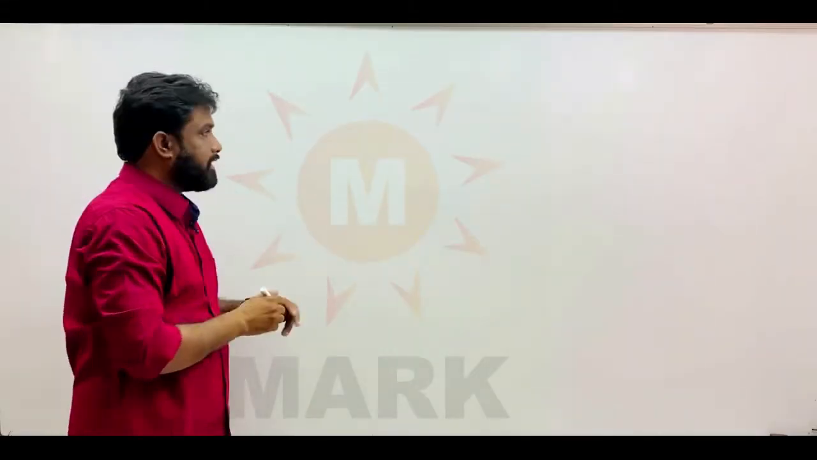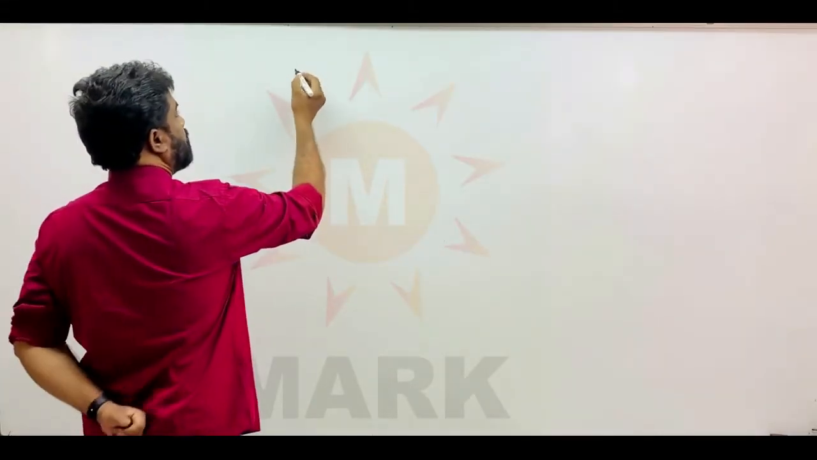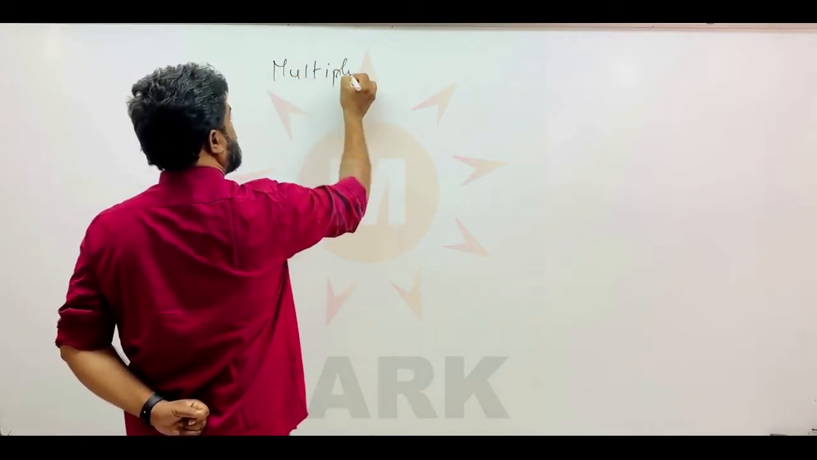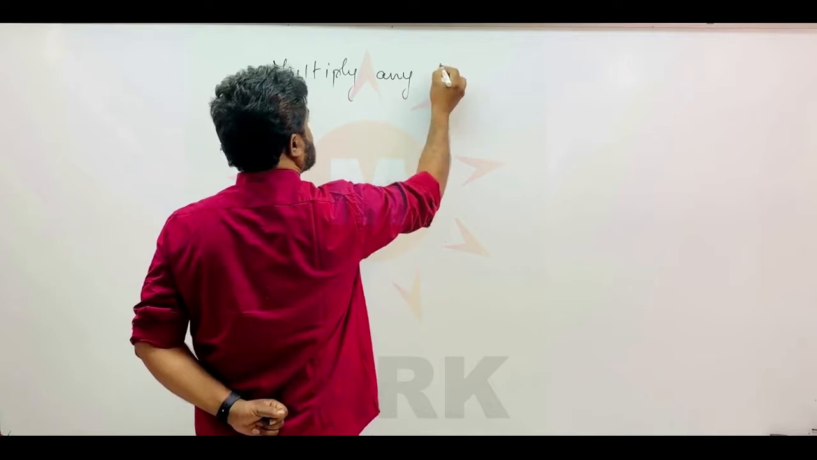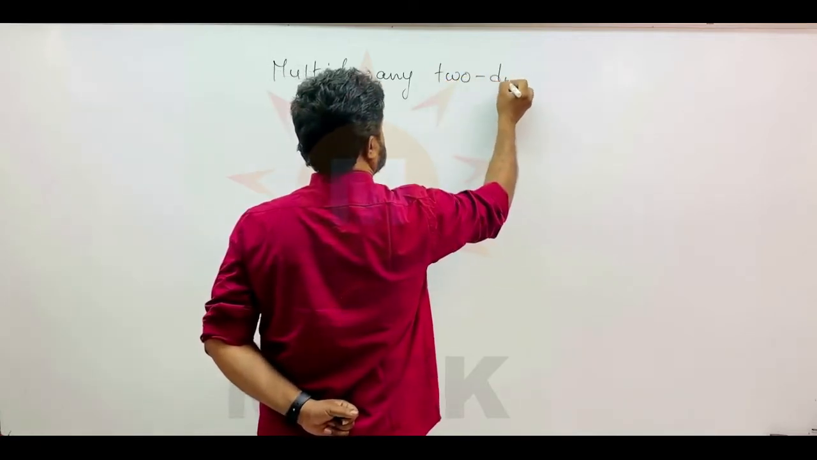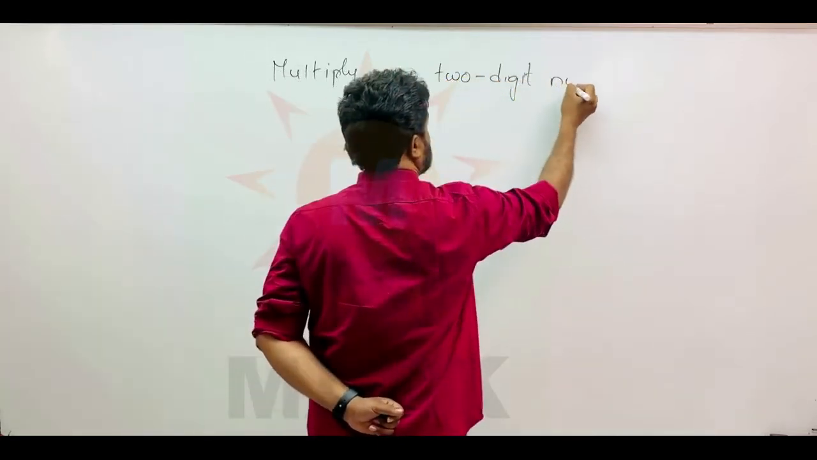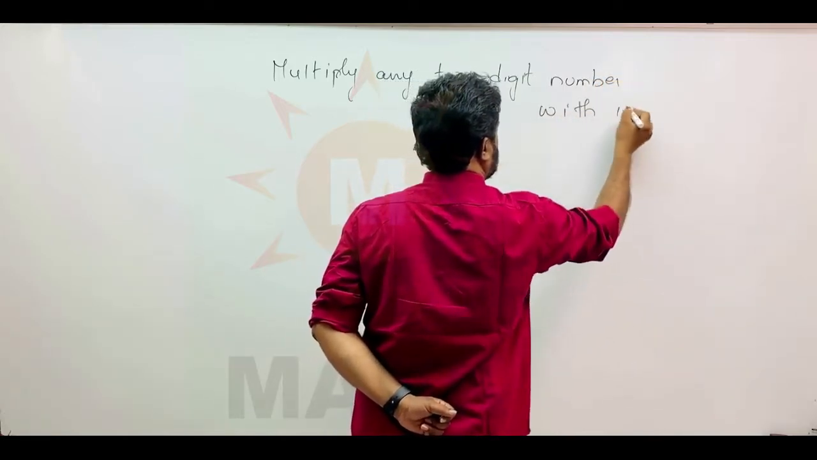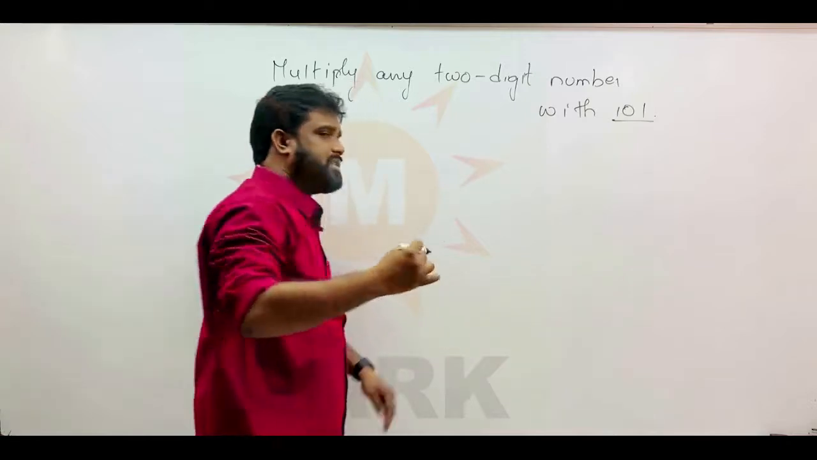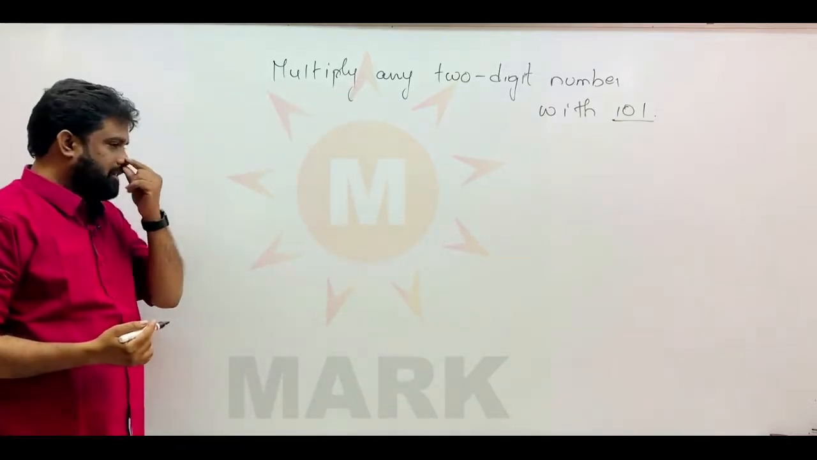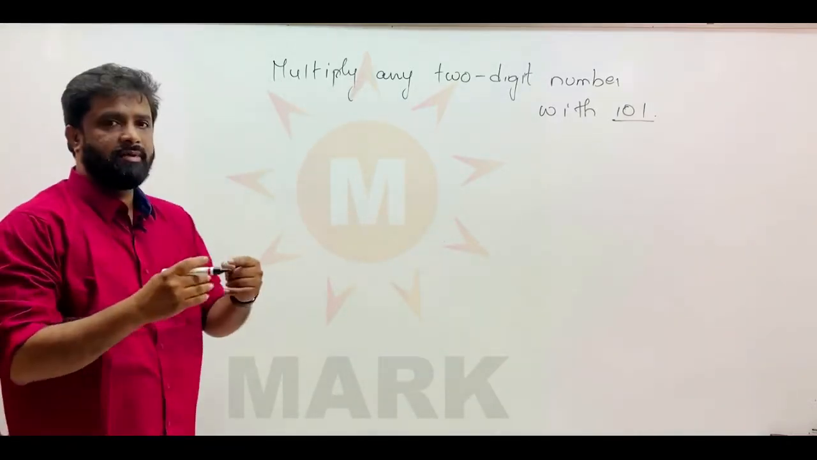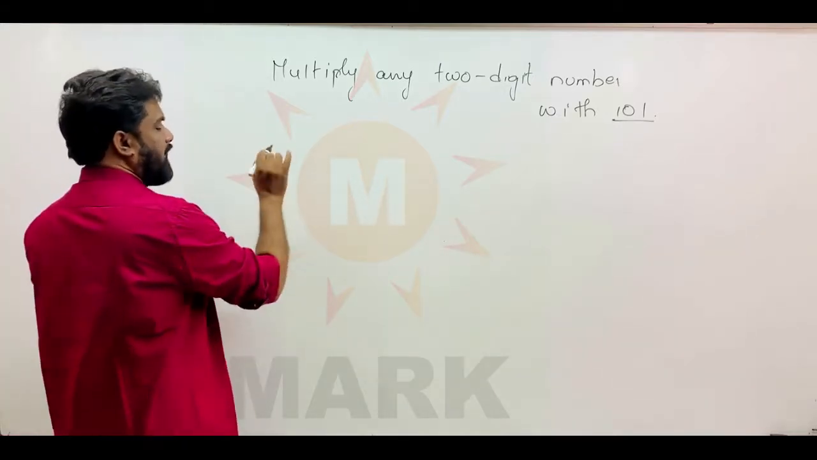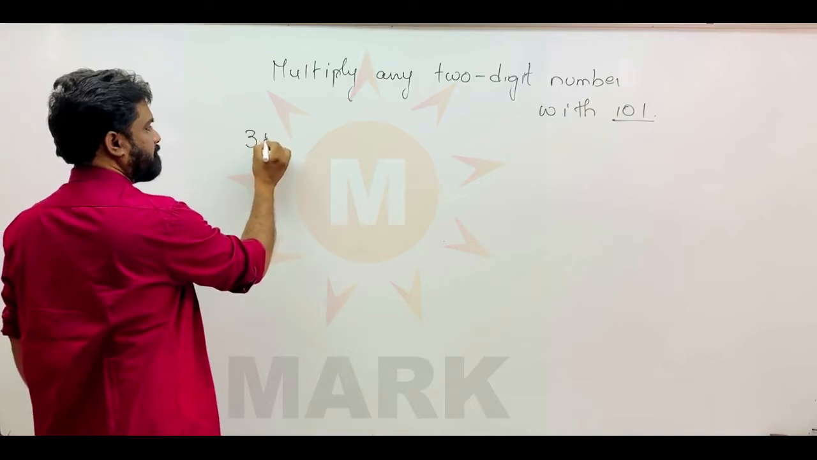Now friends, in this video we will be discussing how to multiply any two-digit number with 101. So 101, multiply any two-digit number with 101. This is obviously coming in the exams in the form of decimals, but I'll explain what the trick behind it is. I am taking a reference number, 35.